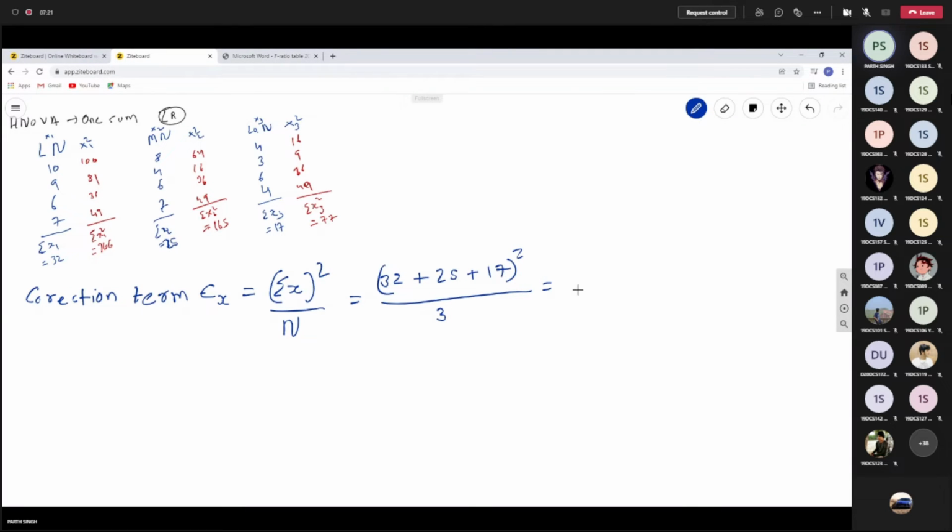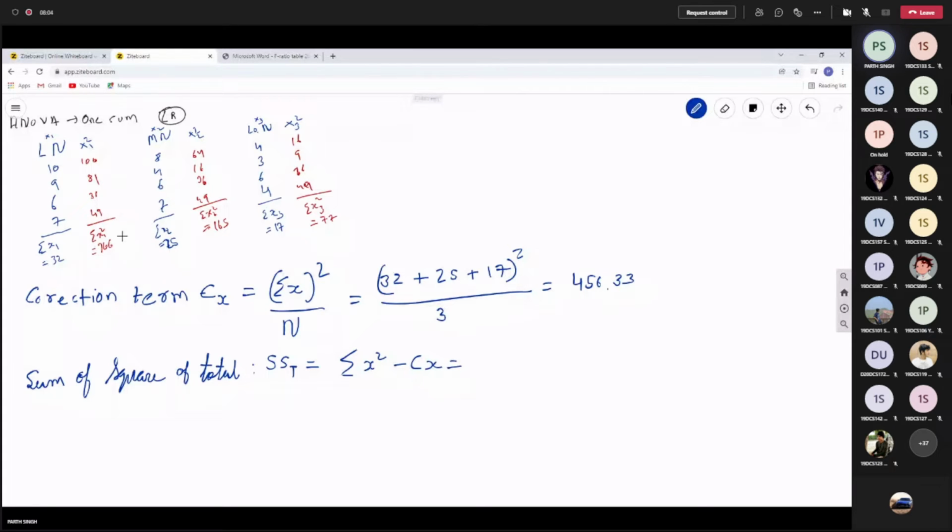Okay, and you will simply get, if you calculate it using a calculator, 456.33. And the next term you need to calculate is called the sum of squares of total. In short, it is written as SST, that is nothing but the summation of x square minus C of x. Summation of x square, that means what?